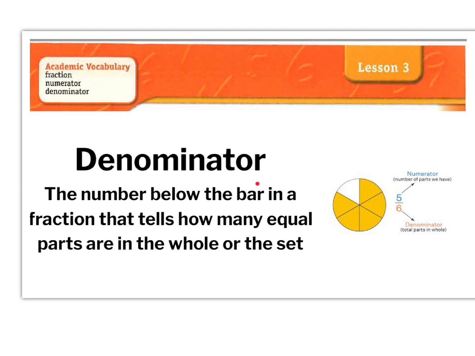And then the denominator is the number below the bar in a fraction that tells how many equal parts are in a whole or the set. So the denominator is the total parts in the whole. So you would count 1, 2, 3, 4, 5, 6 total parts. So the denominator is the whole or the total number of parts.